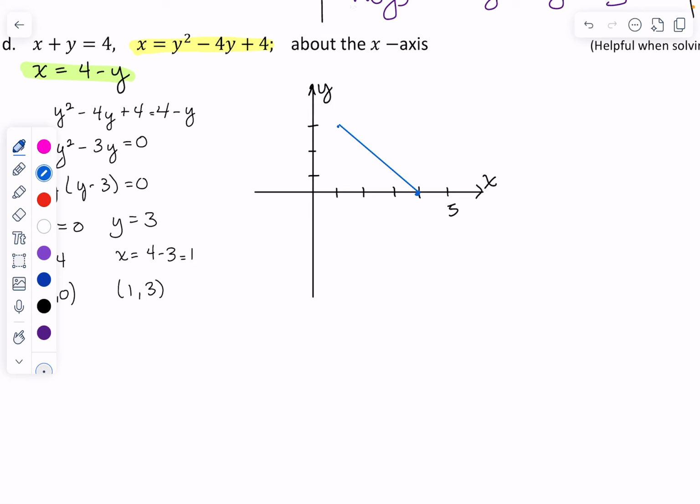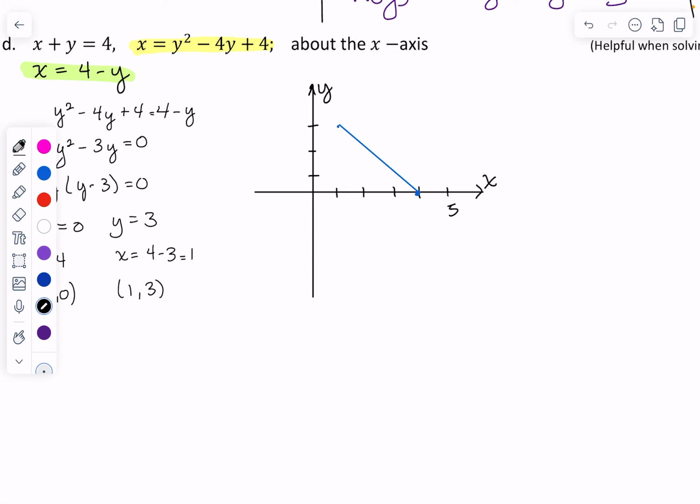If you want to know which one's on top or the bottom, the easiest way to do that is to pick a point between the 1 and 3 for the x values there, or a point between, in this case, given what they look like, let's pick a y value that's between 0 and 3.